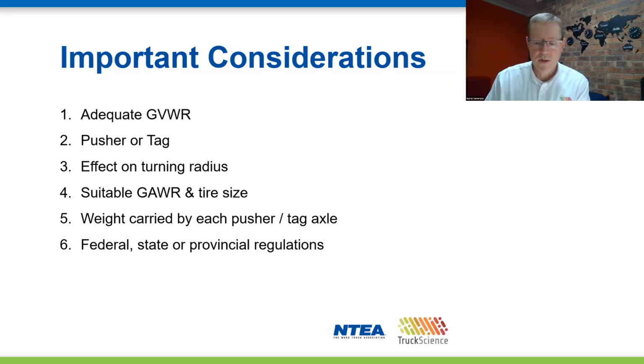Lastly, but very importantly, you need to understand how the overall carrying capacity is affected by the federal, state, or provincial regulations for the area in which the vehicle will operate. You'll remember that there was a difference of about 5,000 pounds between the federal regulations and Idaho state laws for our quad axle dump truck.